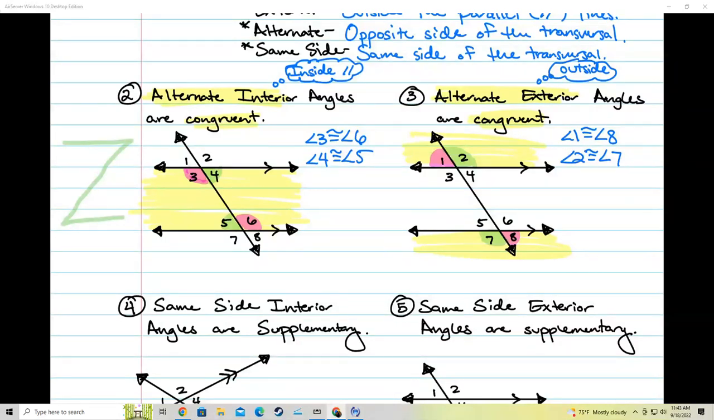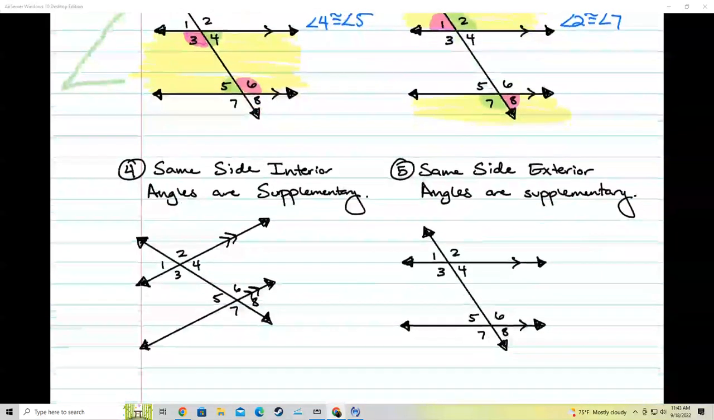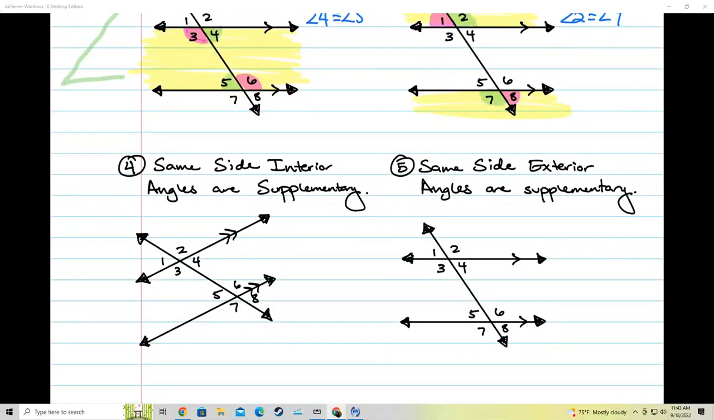All right, we got 2 more examples. I got same side interior angles are supplementary. So let's go ahead and focus on the vocabulary. I want same side interior. I'm going to focus on the last word of that, which is interior, meaning inside the parallel lines. So I'm going to take my light highlighter and I'm only going to look at the angles on the inside, which means I'm only going to focus on angles 3, 4, 5, and 6.